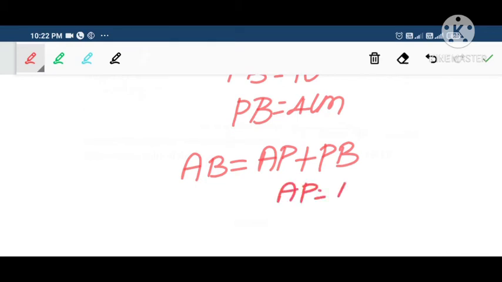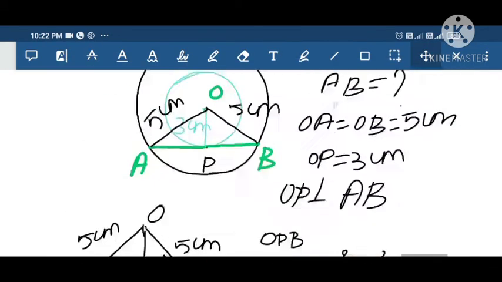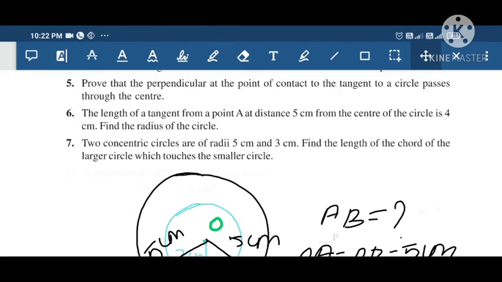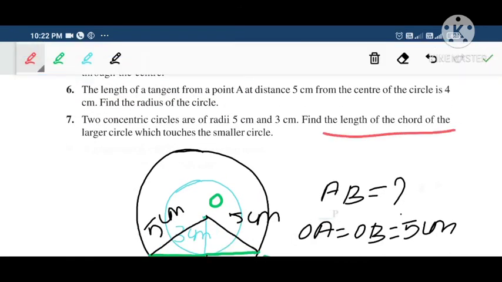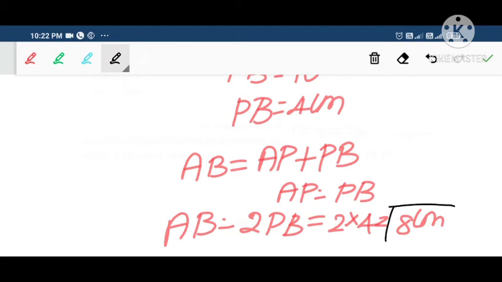AP is equal to PB. So we can write AB is equal to 2 into PB, which is equal to 2 into 4, which is equal to 8 centimeters. What we need to find is the length of the chord of the larger circle, that is AB. So finally we get 8 centimeters. Therefore, the length of the chord is 8 centimeters.